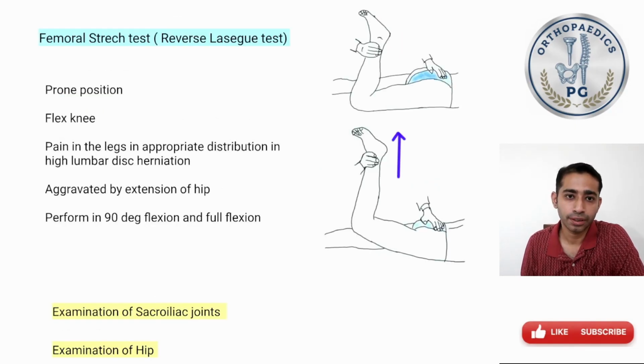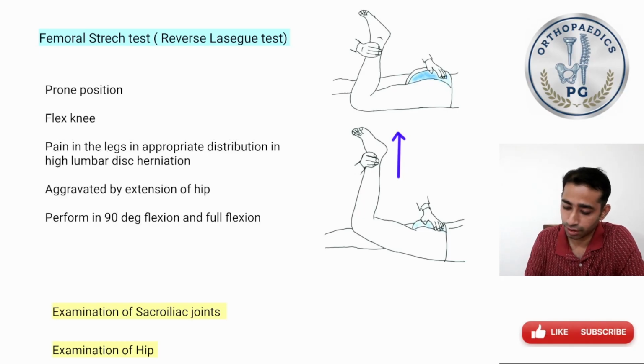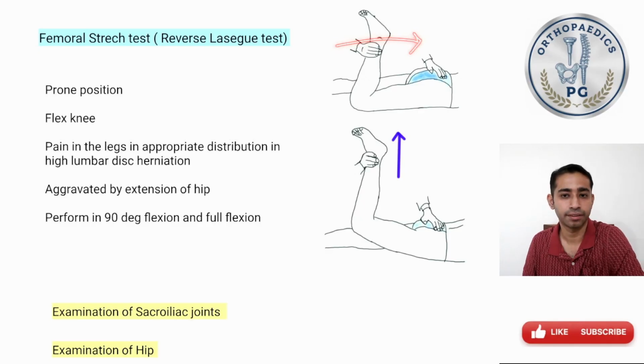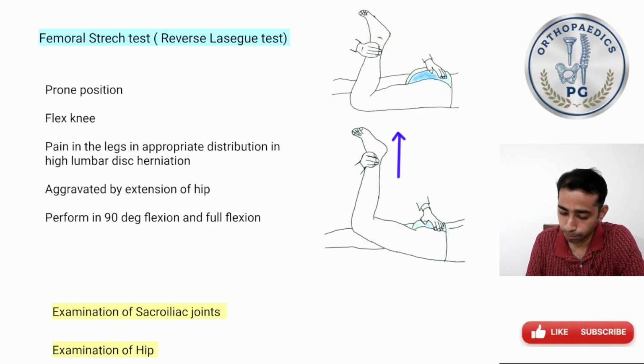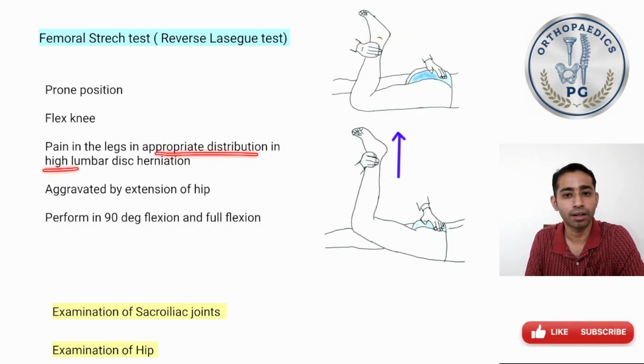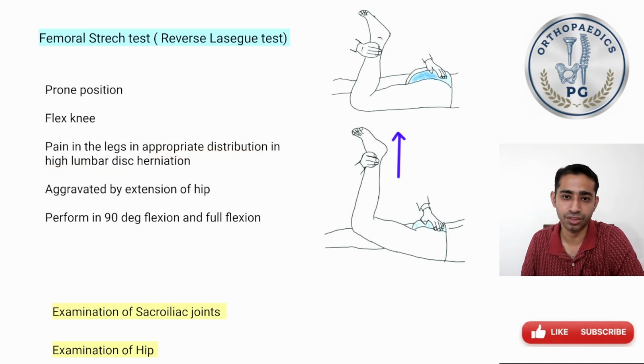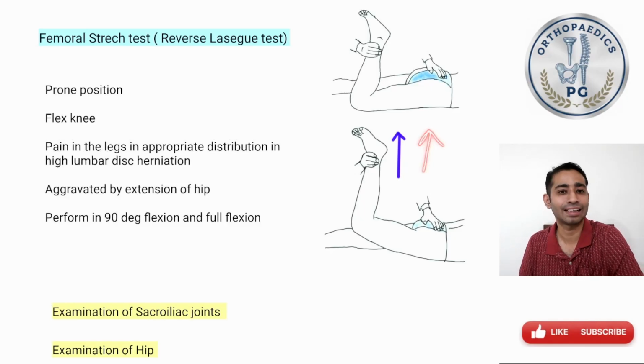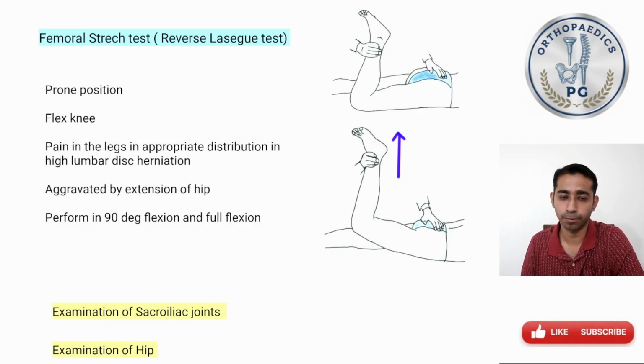The next test you do is the femoral stretch test or reverse Lasegue test, which is done in prone position, and in the prone position you flex the knee. Pain in the distribution of higher lumbar nerve roots is indicative of a high lumbar disc herniation, and this pain is usually aggravated by extension of the hip. So a reverse Lasegue test or femoral stretch test is indicative of a high lumbar disc herniation.